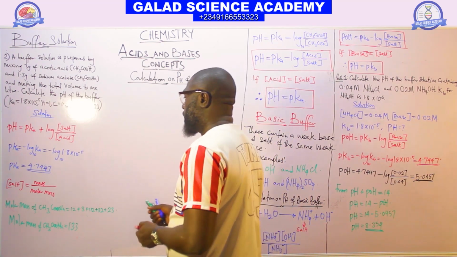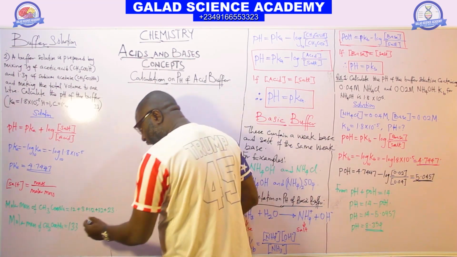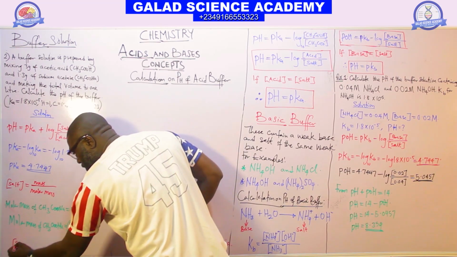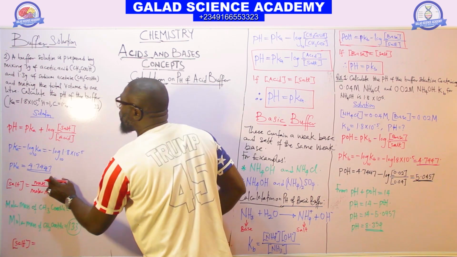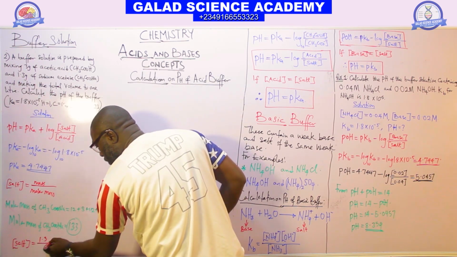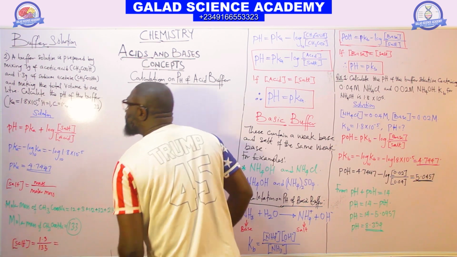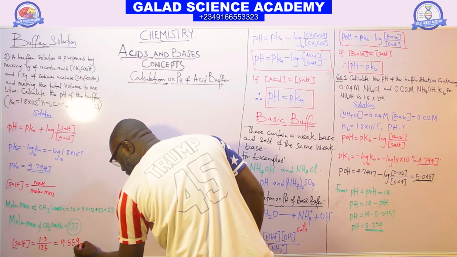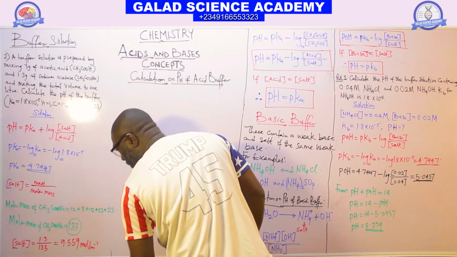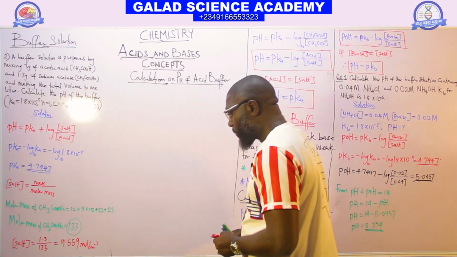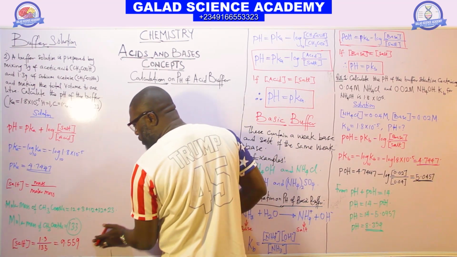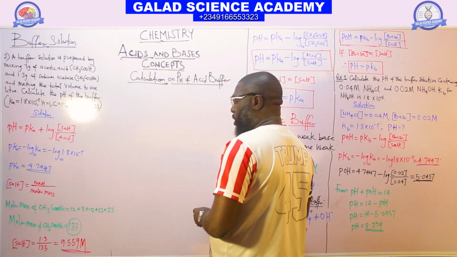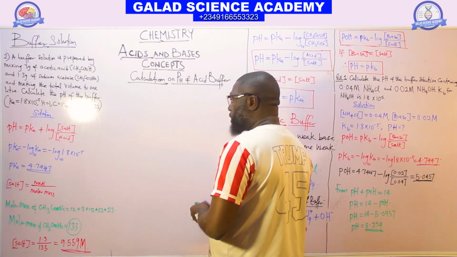And the next thing is, we take this to this side. The mass of salt given is 1.3 over 136. It will give us 9.559, in moles per dm cubed, or you can put the molarity in M. So this is the molarity of the salt.